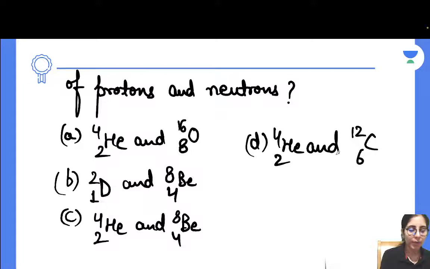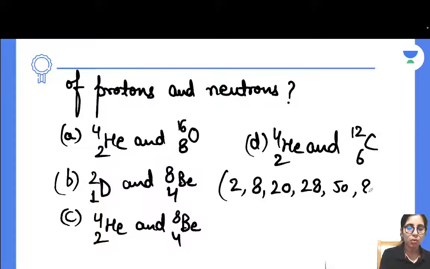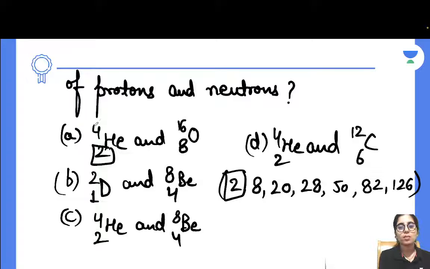Very good, Sakshi. That's great. So let me just discuss it with everyone too. We have the magic numbers, guys. The magic numbers are 2, 8, 20, 28, 50, 82, and 126, right? In this case, if the number of protons and neutrons both are equal to a magic number, that nucleus will be the most stable one. So if you see option A, here the number of protons is 2, which is equal to a magic number. The other thing, mass number minus the number of protons gives you the number of neutrons, which will also be 2. The other one is 8, which is also equal to the magic number.